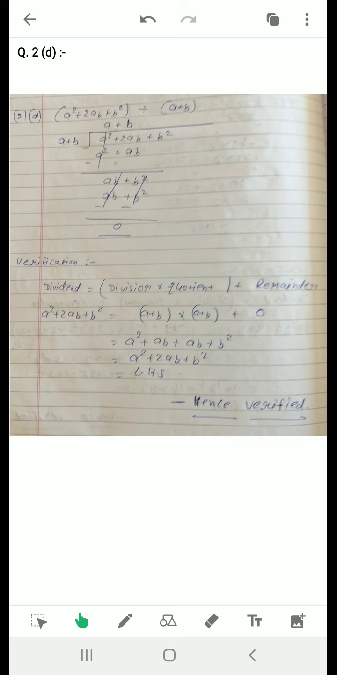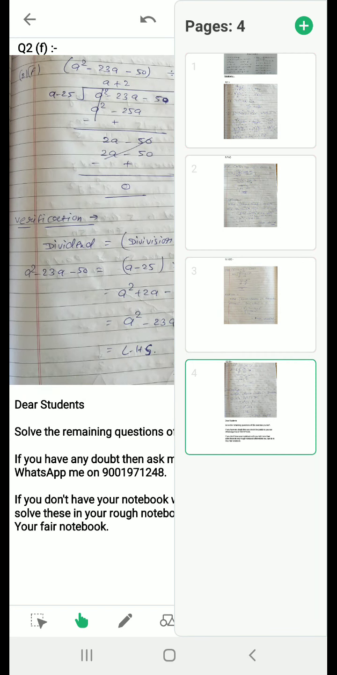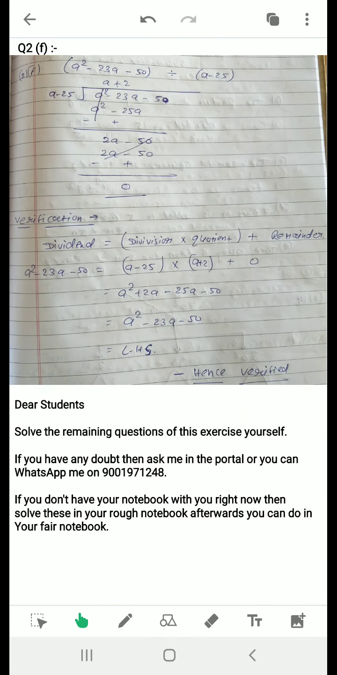Now here our remainder is 0, and then I have also checked that dividend equals divisor multiplied by quotient plus remainder. Write the value of the divisor, the quotient, the remainder and the dividend. Now multiply a plus b by a plus b. When we solve, we will get our dividend again. So our verification is right, and our division is also right. And finally, one more I have solved, that is 2f. You can see the solution there. First we divide, then the verification also.